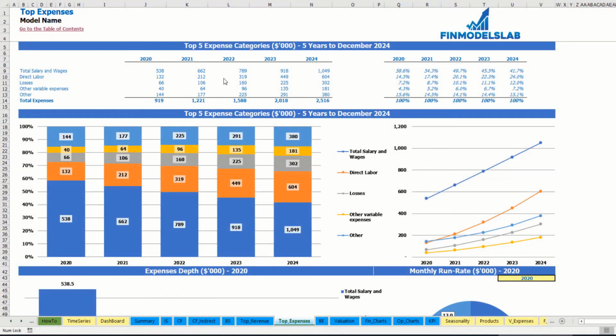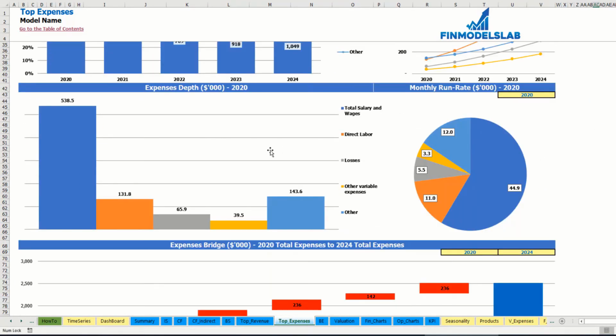On the top expenses tab, you may find the breakdown of top 4 expenses categories and all other expenses collapsed into other category. You may see the breakdown of absolute values broken down by years with a total below, and also to the right you may see the percentage breakdown of these expenses. The same information you may see on the charts below, which you may find the percentage breakdown and the absolute values breakdown. On the couple of charts below you may find expenses depth and monthly run rate for selected year.